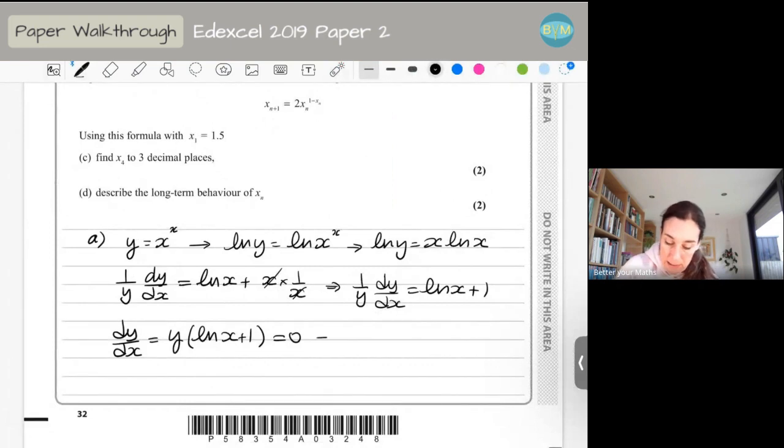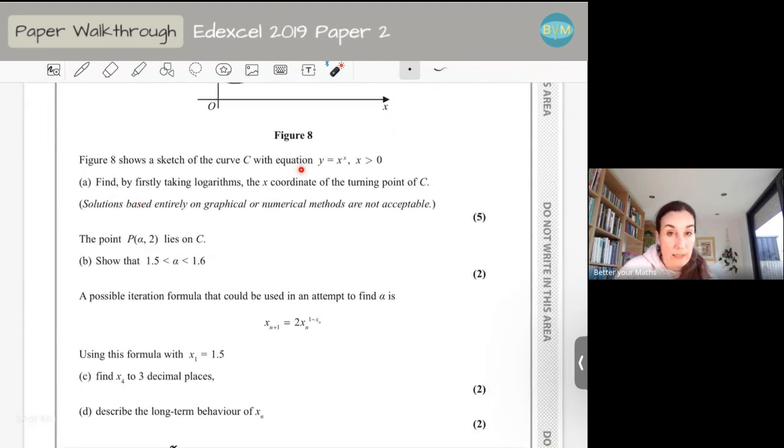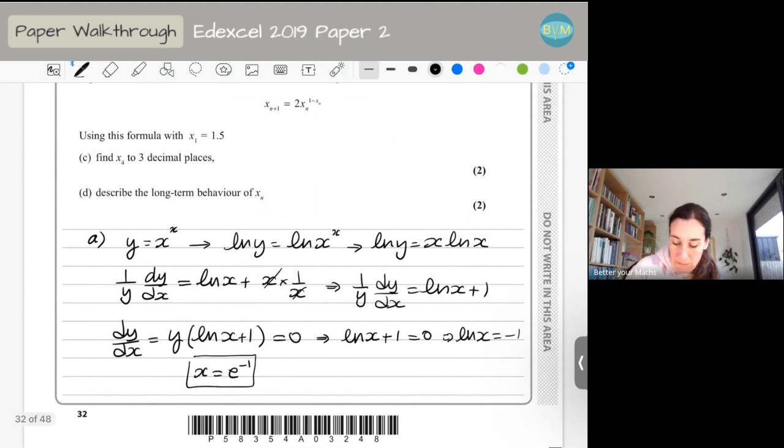So this means that ln x plus 1 is 0, which means ln x is equal to minus 1. And that means that x is e to the power of minus 1. So my x is e to the power of minus 1, and I think that's what they ask. They don't ask for the coordinates, just the x coordinate, so we don't have to find the y. Be careful, because usually they say the coordinates of the stationary point. Now they ask only for the x, so I'm not going to waste time finding anything else. That's the x coordinate of the stationary point.